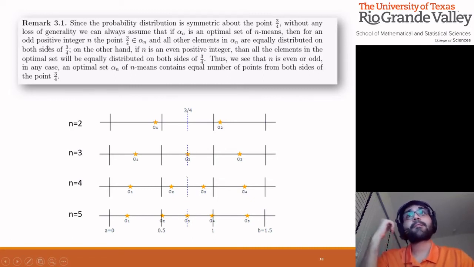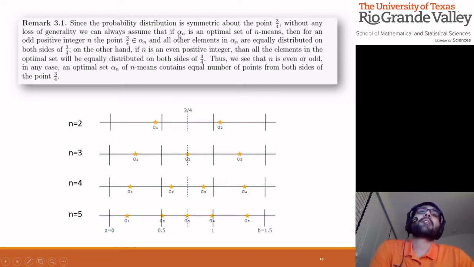Now a remark 3.1. Since the probability distribution is symmetric about the point 3/4, without any loss of generality, we can always assume that if alpha of n is an optimal set of n means, then for a positive odd integer n, the point 3/4 is an element of the optimal set. And all other elements in alpha of n are equally distributed on both sides of 3/4. On the other hand, if n is an even positive integer, then all the elements in the optimal set will be equally distributed on both sides of 3/4.